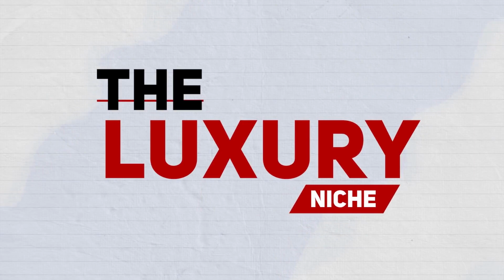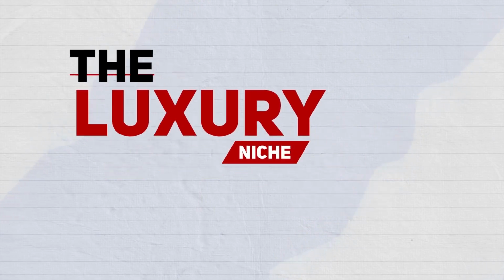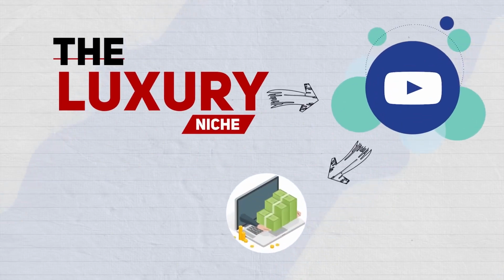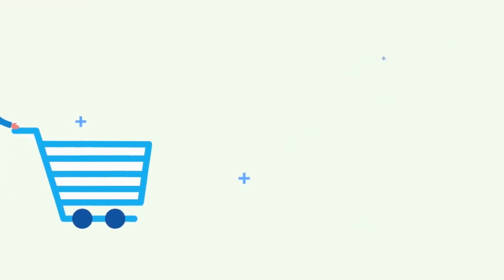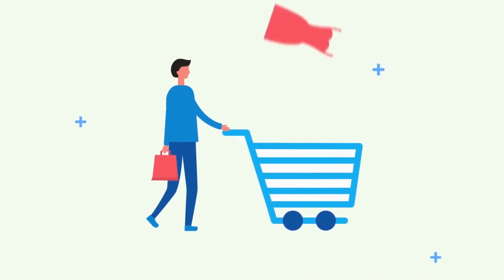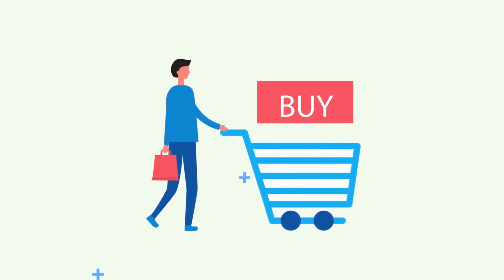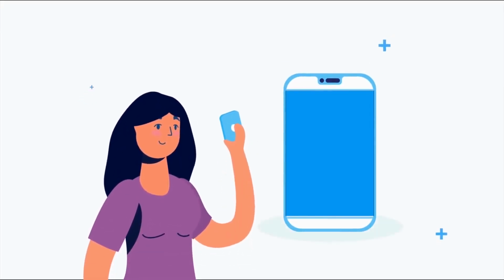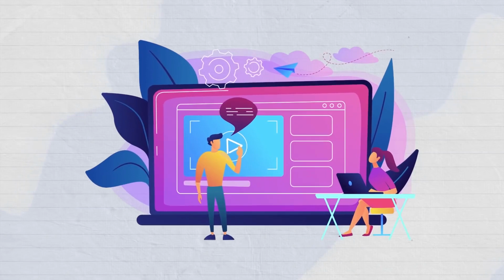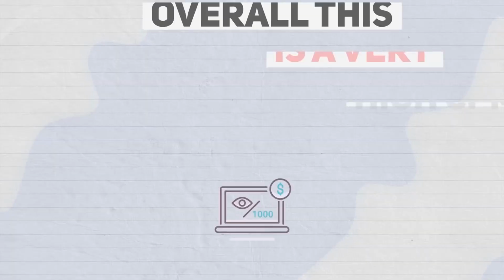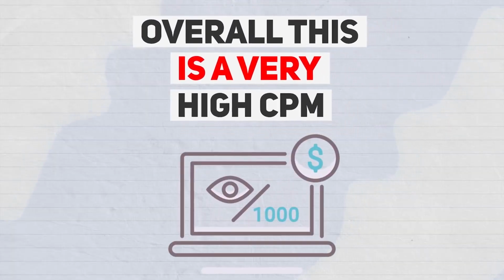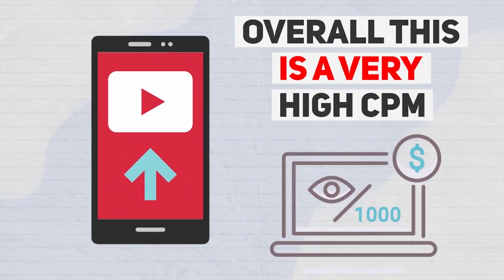The reason the luxury niche is one of the highest-paying niches on YouTube is because videos on luxury usually contain expensive products. And it's usually rich people or people who can afford those products that are watching those videos. Because rich people are watching those videos, they're more likely to buy products that are advertised. It's also being advertised against people who are more likely to buy things that can help them get wealthy. So overall, this is a very high CPM niche that you should consider to start re-uploading videos in.